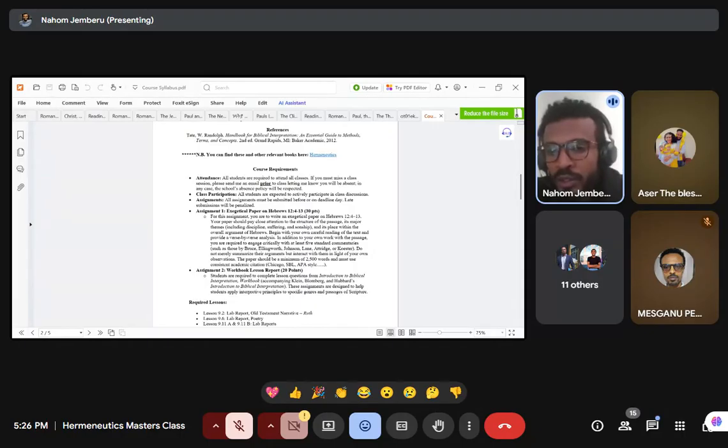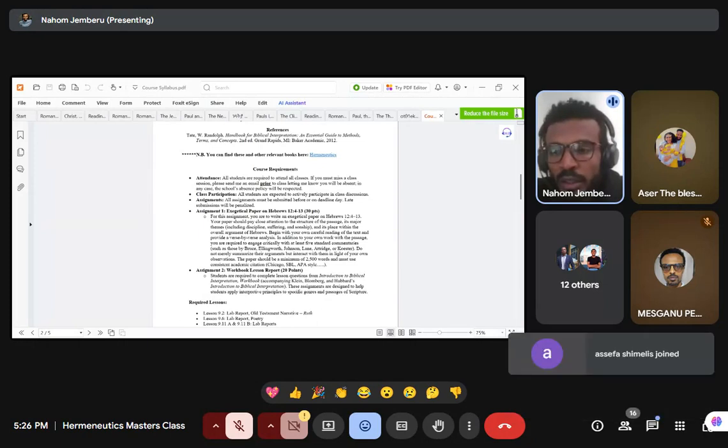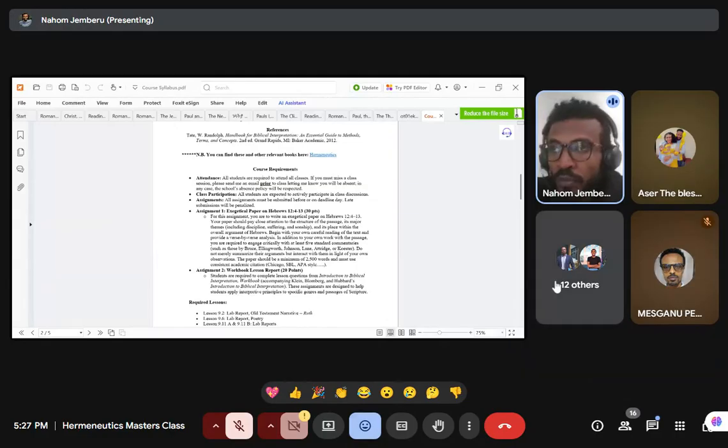The first one is on Ephesians chapter 2, and the second one is on Matthew 6. So do check those out, but you don't have to start working on that immediately. We will talk about exegesis in detail after 2 weeks, after we're done with the reader-centered approach. We will talk about how to actually do an exegetical paper.